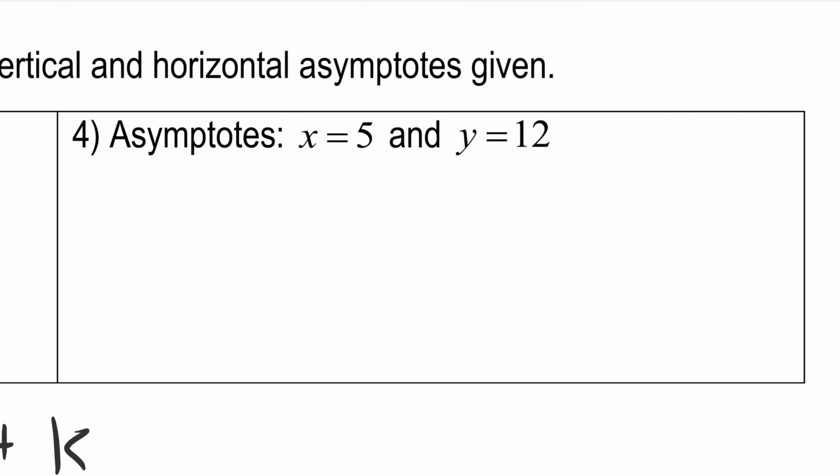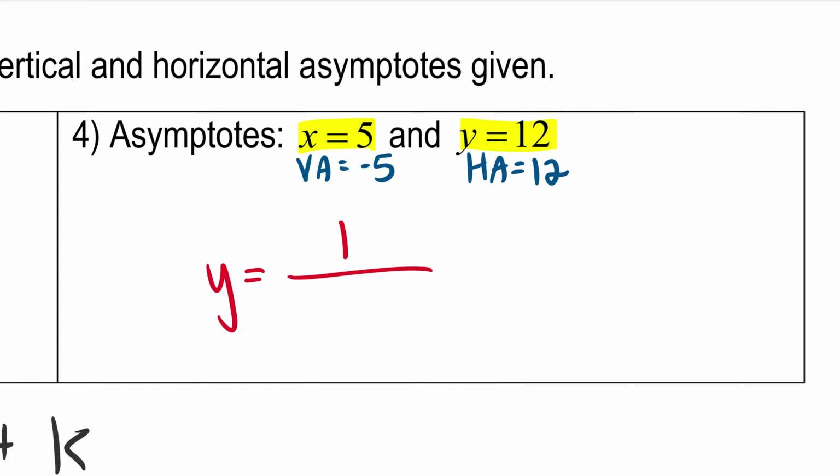Okay, so the next one. I have x equals 5, y equals 12. So I would do VA is actually negative 5, HA is 12, okay? So I write my answer as y equals 1 over x minus 5, and then plus 12. And that's it.